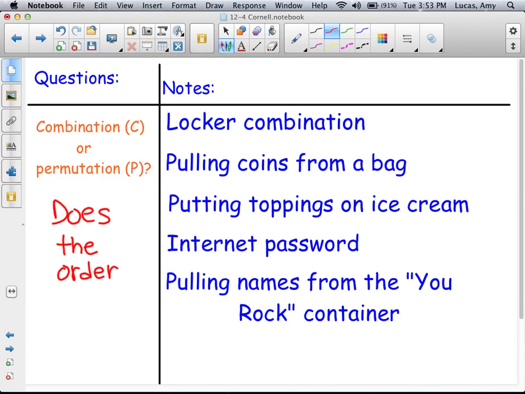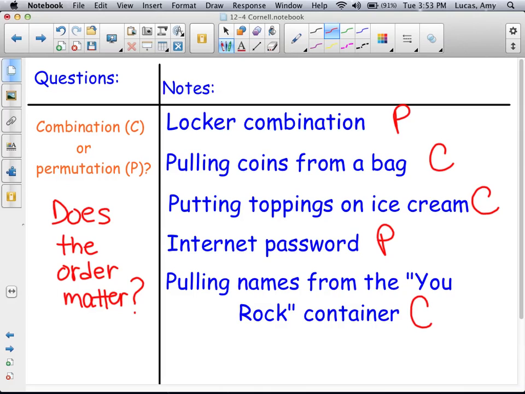Does the order matter? Because if the order matters, it is going to be a permutation. So up here on this list, the 2 that order matters would be the locker combination and the internet password. The other ones, the order does not matter.